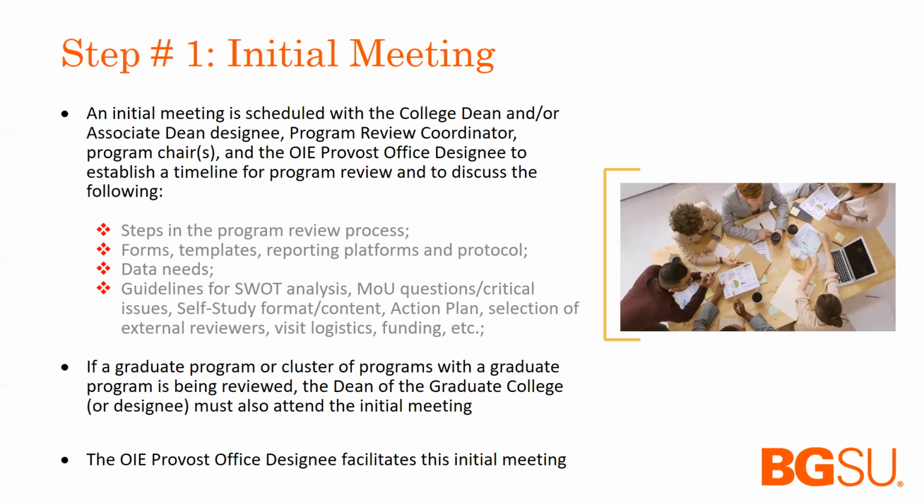visit logistics, fundings, etc. If a graduate program or cluster of programs with a graduate program is being reviewed, the dean of the graduate college or a designee must also attend this initial meeting. And it is the Office of Institutional Effectiveness provost designee that facilitates this initial meeting.